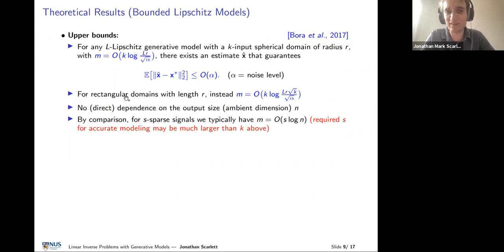That's for spherical domains, and for rectangular domains, there's an extra factor inside the log. But essentially it's the same kind of result. It's just that rectangles have a higher volume than spheres, which is why you get a bit larger term inside the log.